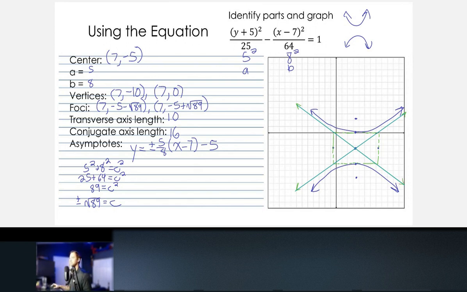All right. And that's it. That is it. So hopefully it didn't seem too difficult. If you can do ellipses fairly well, this is really not that much different in terms of the calculations of finding your focus points and knowing how to find the vertices based off of the center.